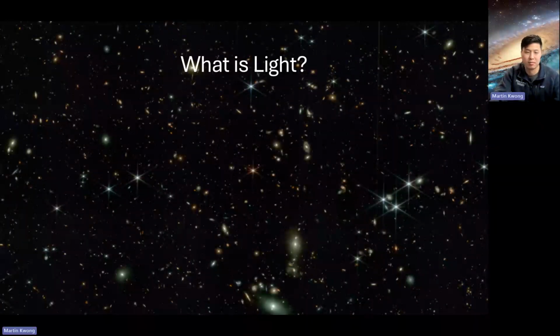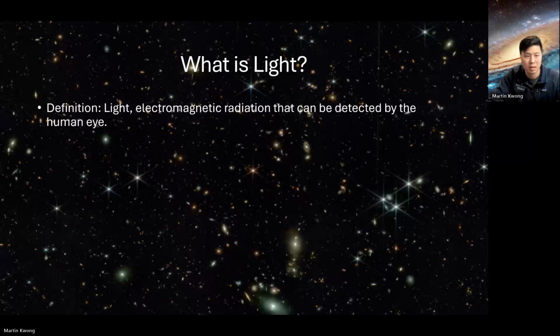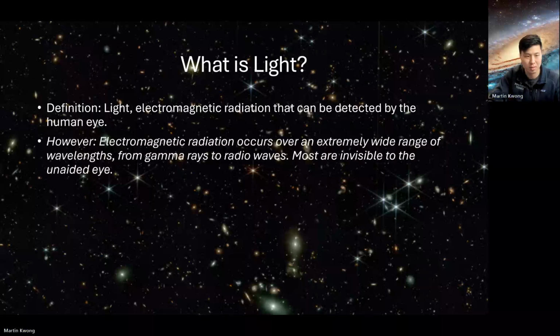So, what is light? The definition that I was able to find from the Encyclopedia Britannica is light is electromagnetic radiation that can be detected by the human eye. Now, this is an incomplete definition because electromagnetic radiation occurs over an extremely wide range of wavelengths, from gamma rays, high energy rays, to radio waves, lower energy. Most of these are invisible to our unaided eye.